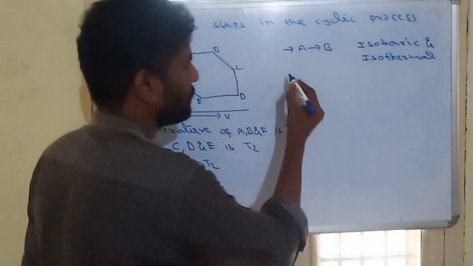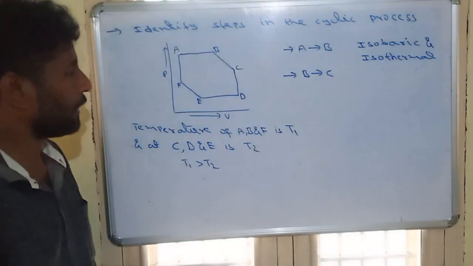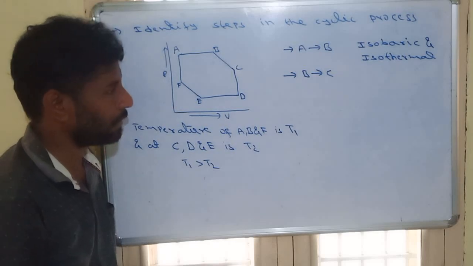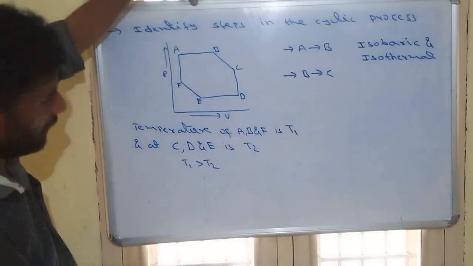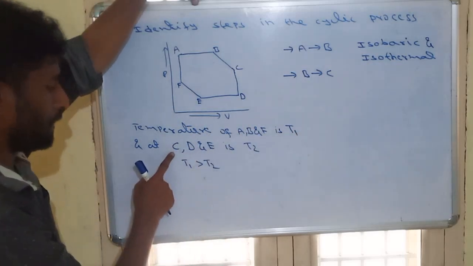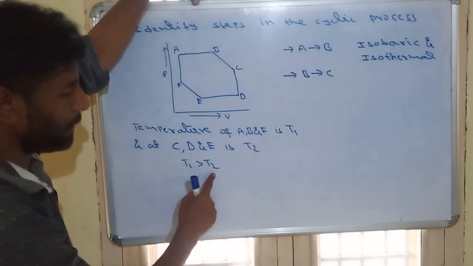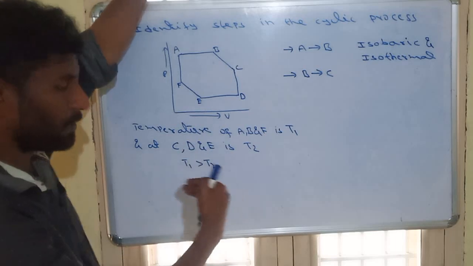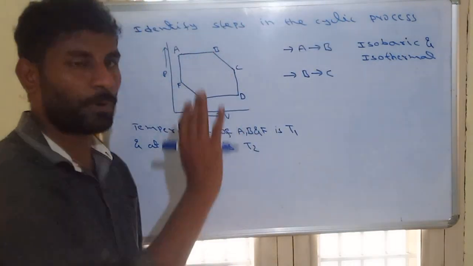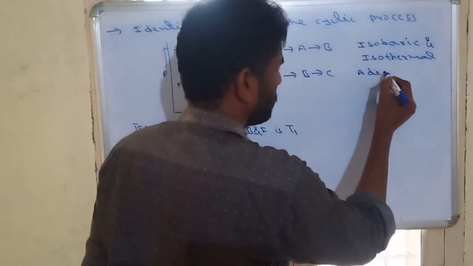Similarly, from B to C, here pressure is changing and volume is changing, so both are changing. And see the temperature at B and C. The temperature at B is T1 and the temperature at C is T2, and T2 is less than T1, so the temperature is falling. It is not isothermal. Temperature is changing, pressure is changing, volume is changing. Then the process is called an adiabatic process.